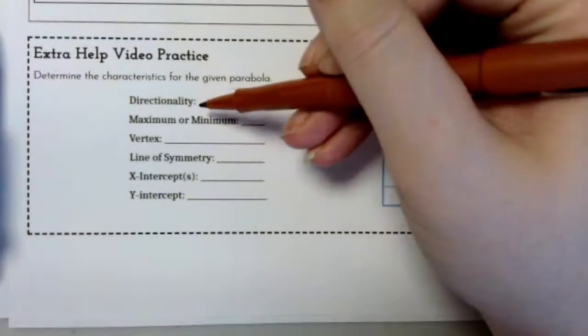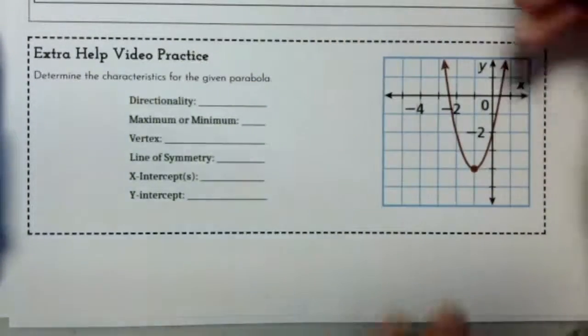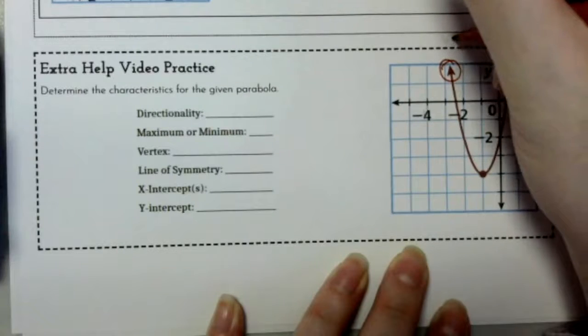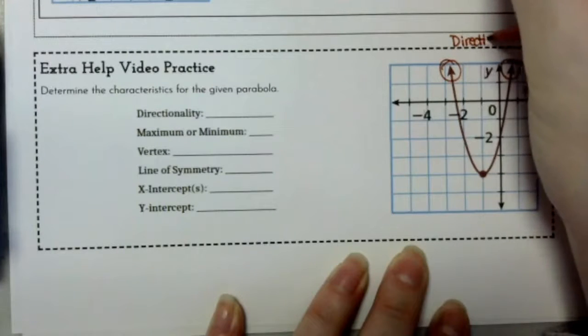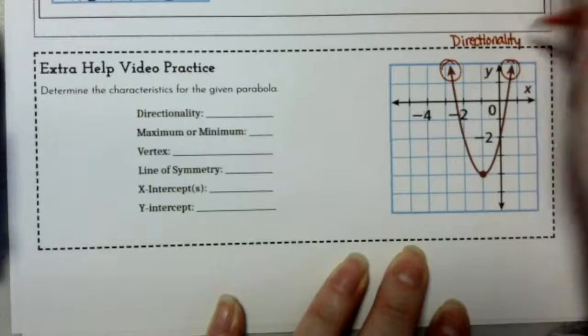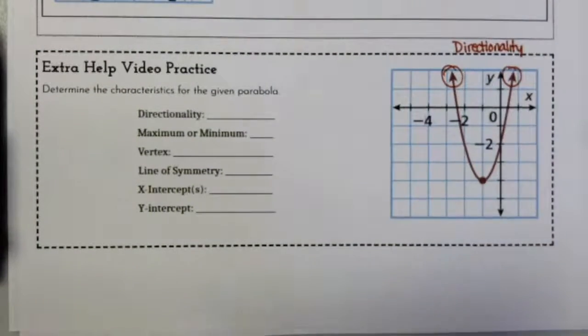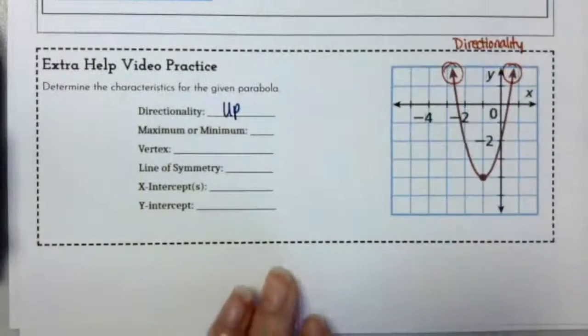So the first one is directionality, and you want to look at wherever your arrows are for the directionality. Wherever they are pointing is whatever your directionality is. So my arrows are pointing up, my directionality is up.